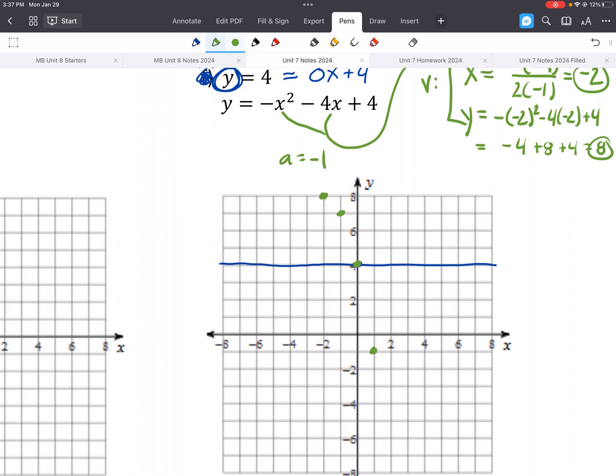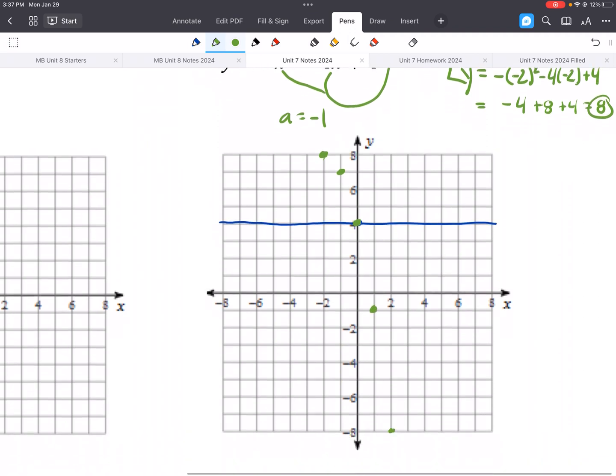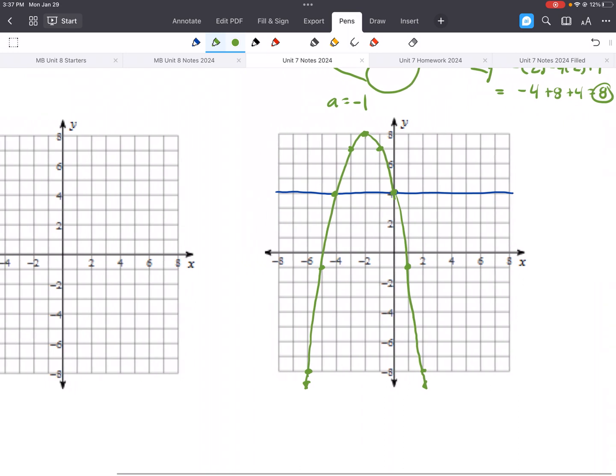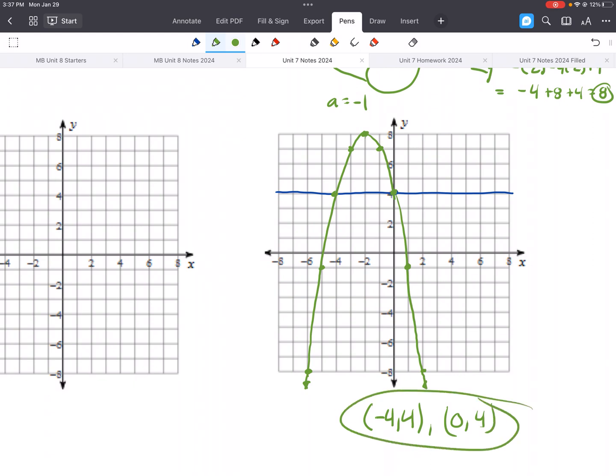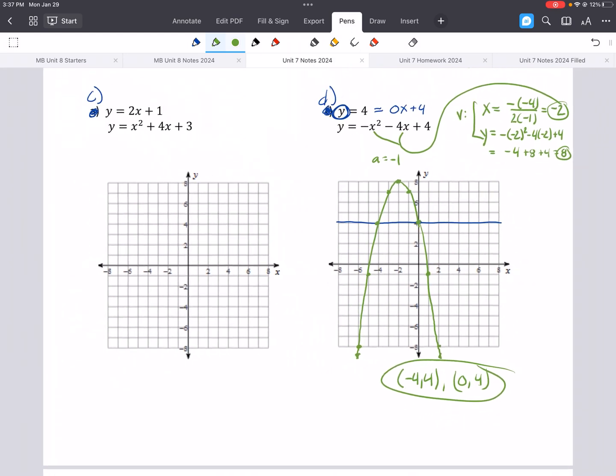And then I think we could do 7. So 1, 3, 5, 7. Connect those dots. And those would be our solutions. So we've got negative 4, comma 4, and we've got 4, nope, sorry, got that one wrong, 0, comma 4. All right. Okay, well, I'm going to do C.